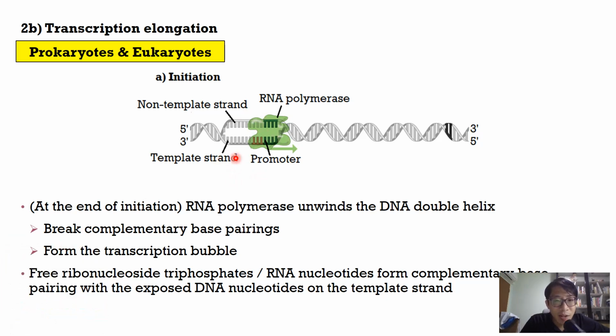The DNA double helix at the start of the gene is unwound, so the template strand and the non-template strand are separated. When the template strand is exposed, the nitrogenous bases are exposed. Free RNA nucleotides in the nucleus, or in the nucleoid region if it's a prokaryote, can now bind to the nitrogenous bases of the template strand via complementary base pairing. If it is an A on the template strand, then a U RNA nucleotide would bind. If it's a C on the template strand, then a G would bind, and so on.